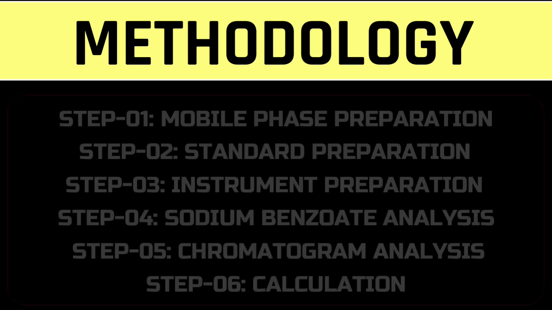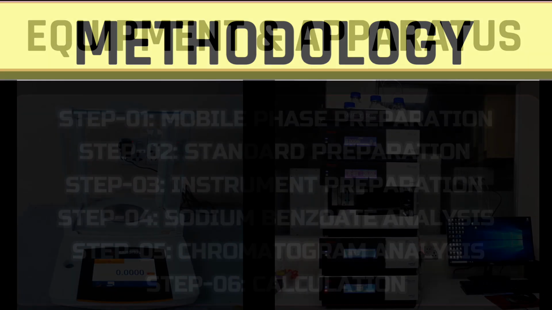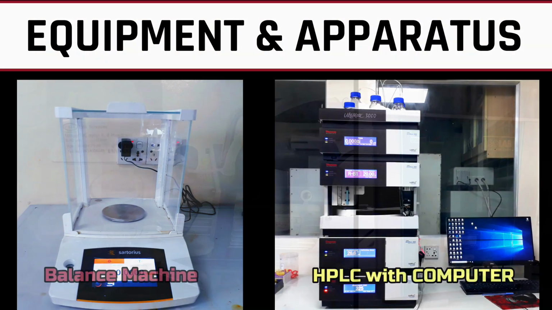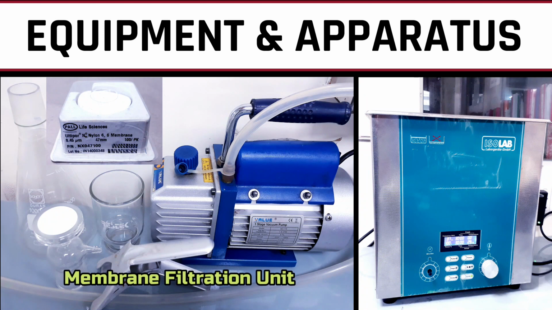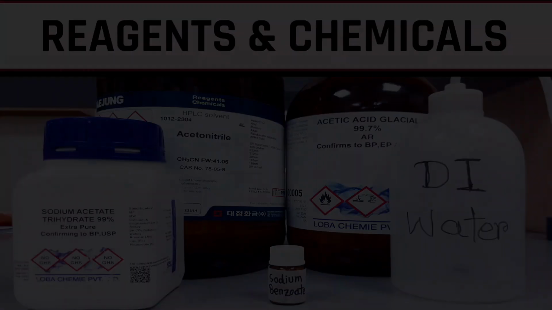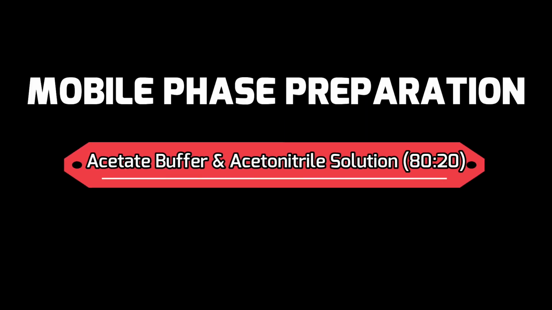We have fragmented the video into 6 steps, like mobile phase, standard and instrument preparation, sodium benzoate analysis, chromatogram analysis and calculation. We need a balance machine, computerized HPLC system, membrane filtration unit, sonicator bath, acetonitrile, glacial acetic acid, sodium acetate, sodium benzoate reference standard and deionized water.